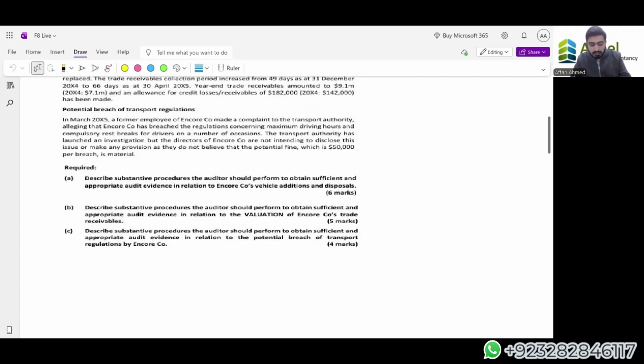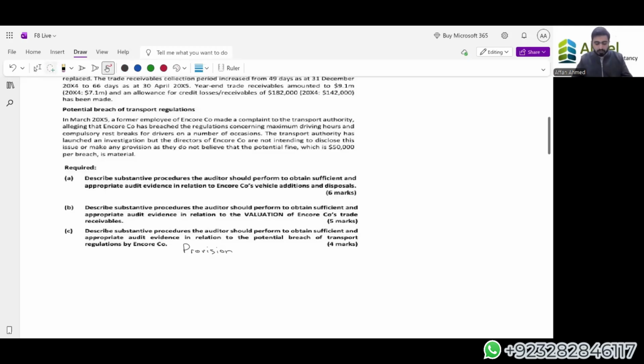Now, transport regulation is indicating towards what? They're indicating towards provisions. Okay, so provision is one of the areas. One is IFRS 9, basically ECL, and one is non-current assets, normally IAS 16. So IFRS 9, IAS 37, and IAS 16. Three areas are applied here.